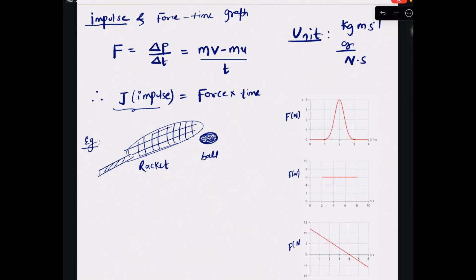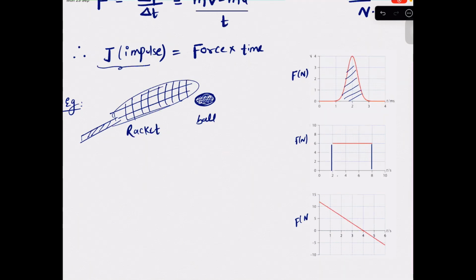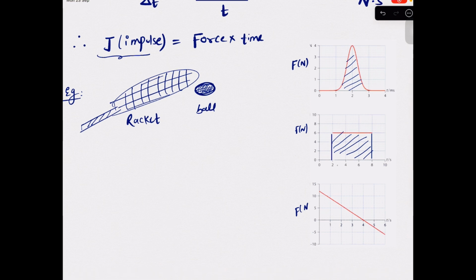So in the force-time graph, the area under the graph will be nothing but the impulse, or the change in momentum. If the ball is hit by the racket, then the momentum of the ball changes. So there will be a force exerted on the ball, and if I plot this graph of force against time, it gives something like this. Then if I calculate the area under this graph, I'll get the impulse. So the area under the graph represents impulse or change in momentum.